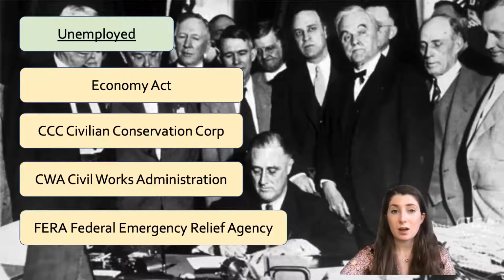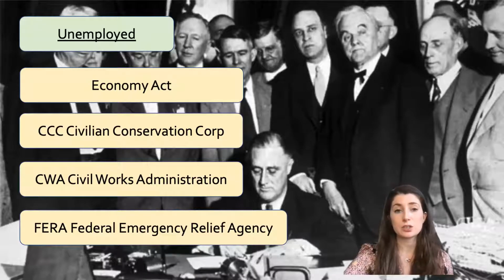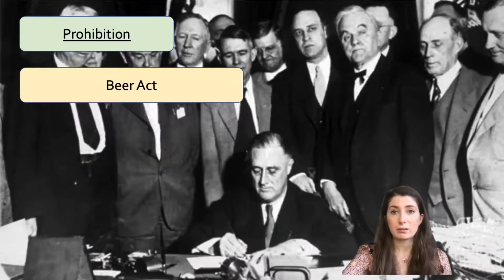There was the FERA, the Federal Emergency Relief Agency. This gave $500 million to states to help the homeless and starving people. Money was then spent on soup kitchens, blankets, clothes, and nursery schools. His next aim was prohibition, and he brought about the Beer Act, which made it legal to sell alcohol again.